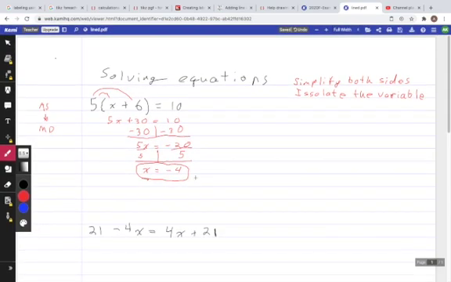We can always go back and check to see if it actually works. 5 times the quantity negative 4 plus 6 equals 10. Negative 4 plus 6 is 2, and 5 times 2 is 10. So we have 10 is equal to 10. So at this juncture, we know that we have done everything correctly.